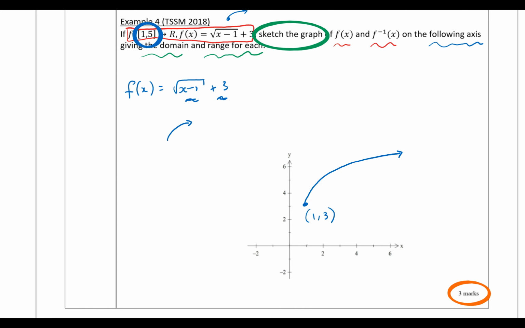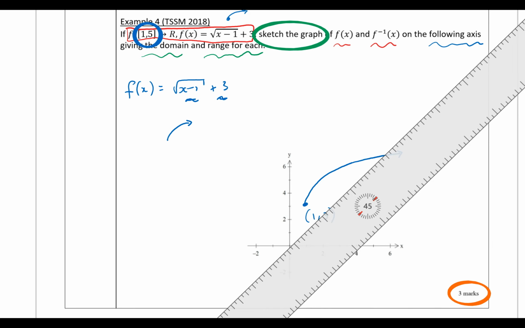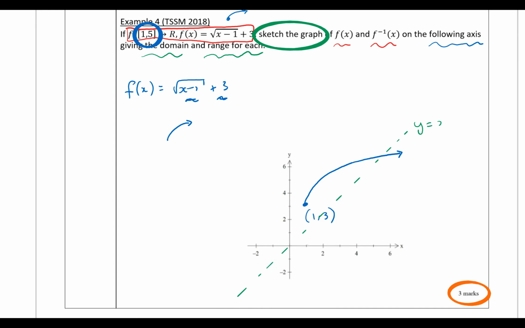I know that my inverse function will reflect about this graph. And so if I flip that over the ruler, imagine that I've done this, and I've said y equals x, you can see that there is in fact a point of intersection here. So how do I go about it? Well, for the inverse, (1, 3) would become (3, 1). So 3, 1 is down here. And that actually gives me enough for my shape.